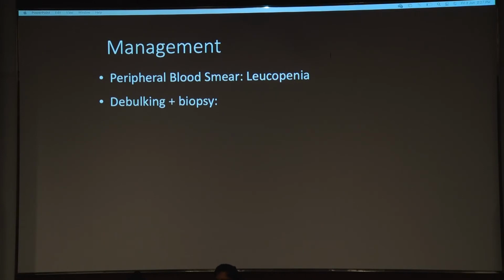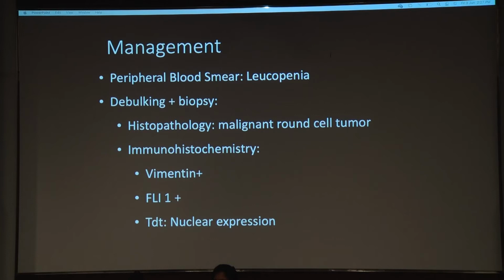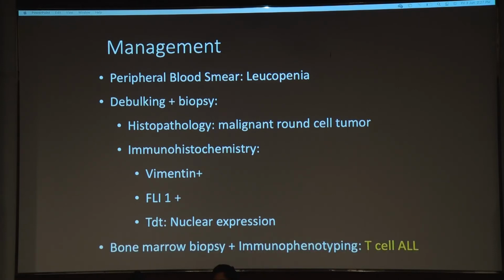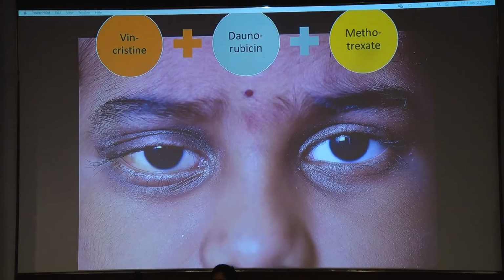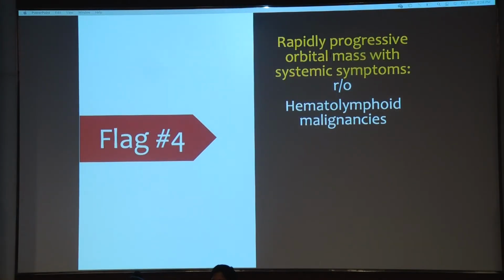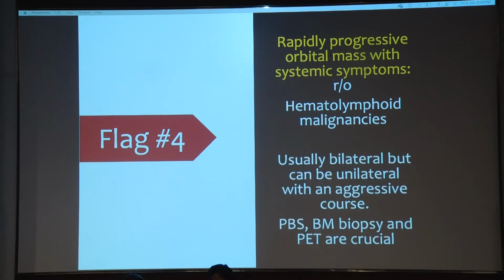So a high index of suspicion was kept for leukemia, and peripheral blood smear, however, did not show any atypical cells. So a debulking was performed, and the histopathology showed features of a malignant round cell tumor, which also showed Fli1 positivity. The bone marrow biopsy, along with the immunophenotyping, confirmed a diagnosis of T-cell acute lymphoblastic leukemia. She went on to do well with chemotherapy. So in rapidly progressive orbital lesions in the presence of systemic symptoms, it's very crucial to rule out hematolymphoid malignancies. This can be done through a biopsy and with a peripheral blood smear and bone marrow biopsy.